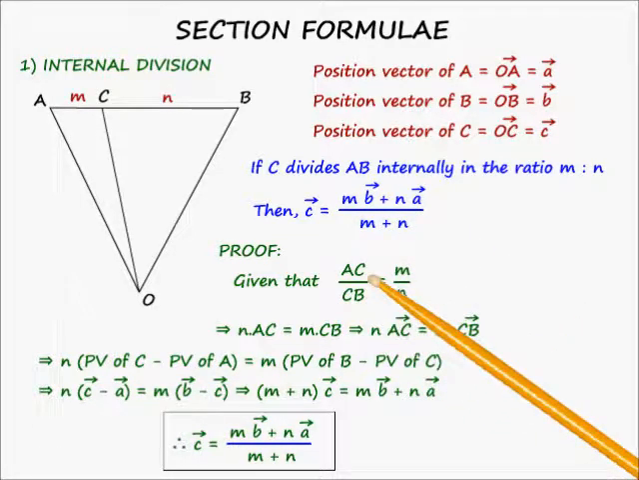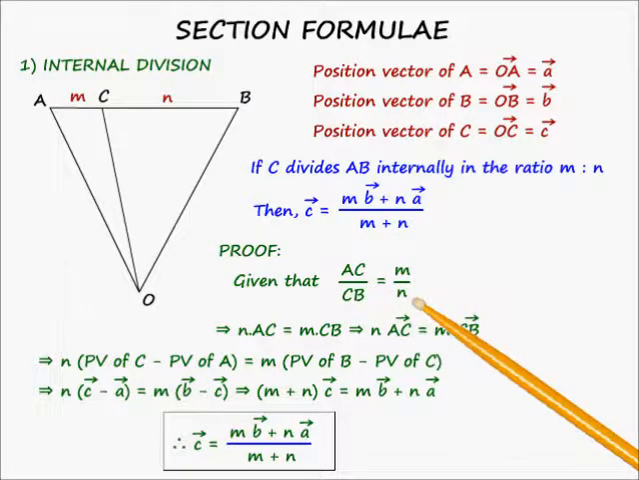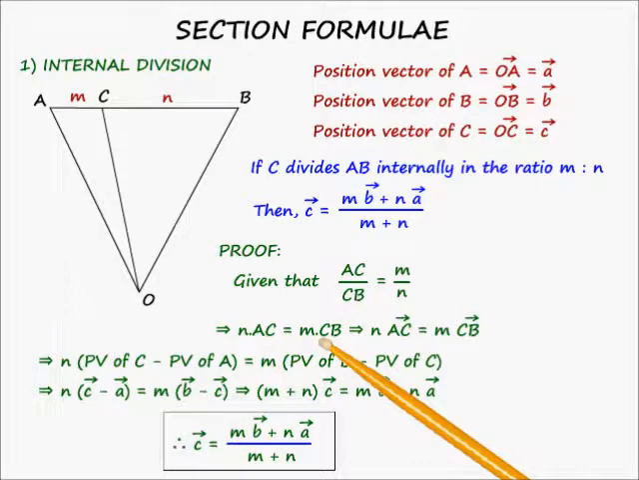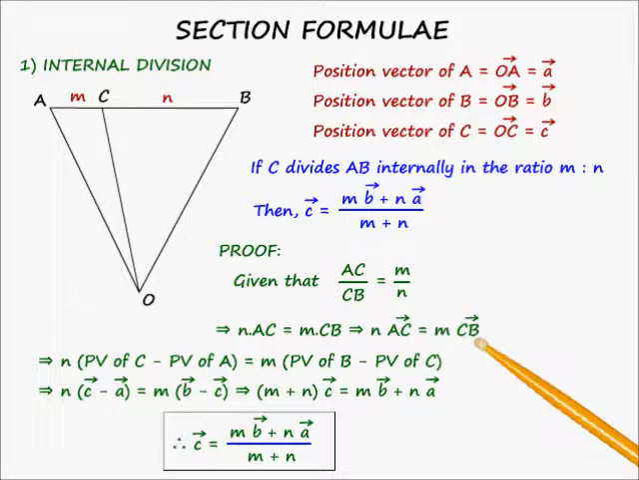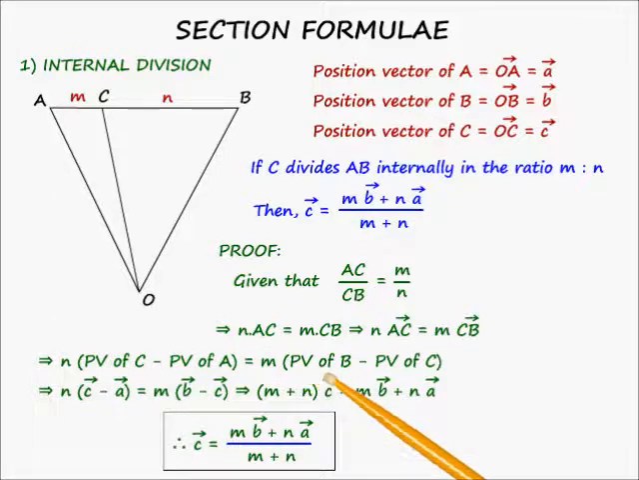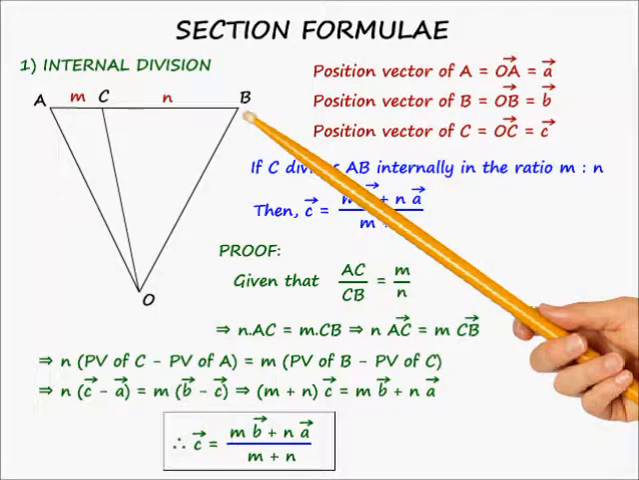Proof. Here AC by CB is equal to m divided by n, or n AC is equal to m CB, which implies n times vector AC is equal to m times vector CB, which implies n times (position vector of C minus position vector of A) is equal to m times (position vector of B minus position vector of C), which implies (m plus n) vector C is equal to m vector B plus n vector A. Thus we prove that vector C is equal to (m vector B plus n vector A) divided by (m plus n), where C divides AB in the ratio m:n.